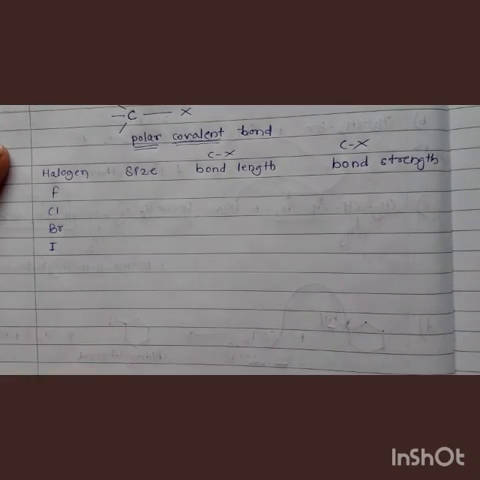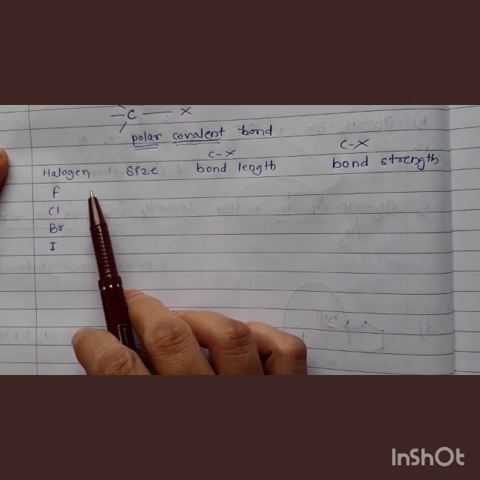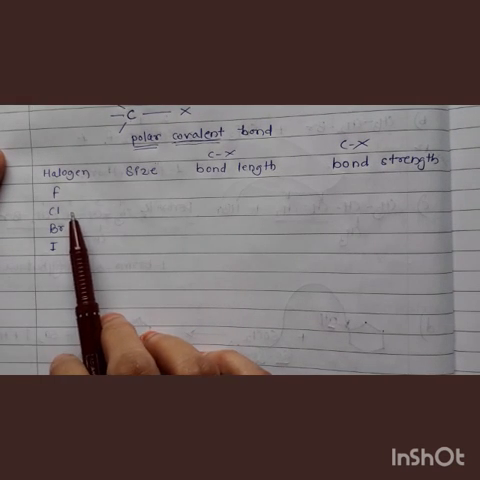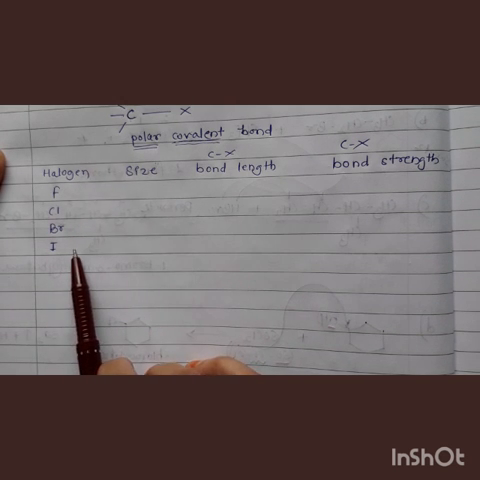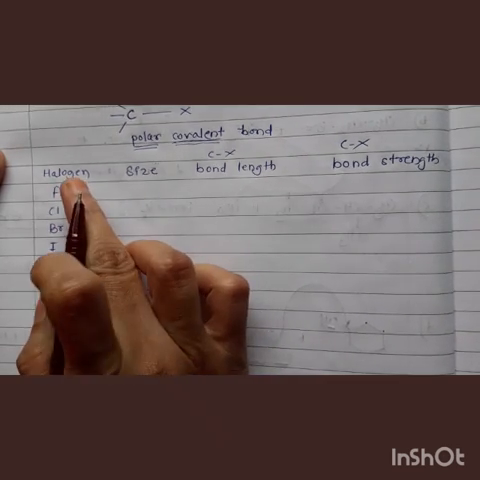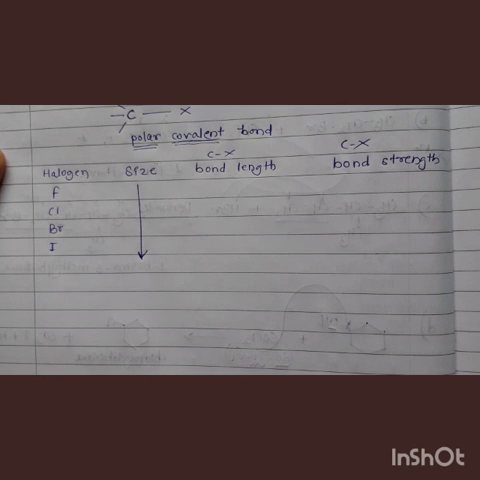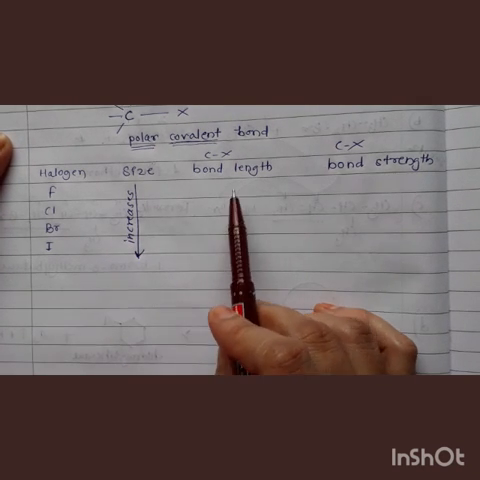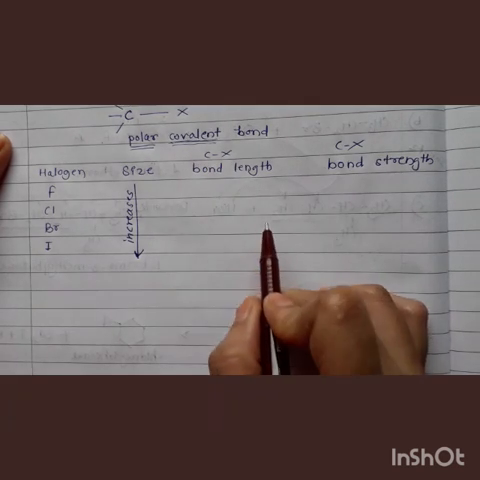Now we have studied that the size of halogen increases from fluorine to iodine. The size of fluorine is smaller than chlorine, the size of chlorine is smaller than bromine, and the size of bromine is smaller than iodine. So iodine is greater in size and fluorine is smaller in size. As we go from up to down, size increases, right? And as the size increases, bond length also increases. The length of the bond between carbon and halogen also increases.